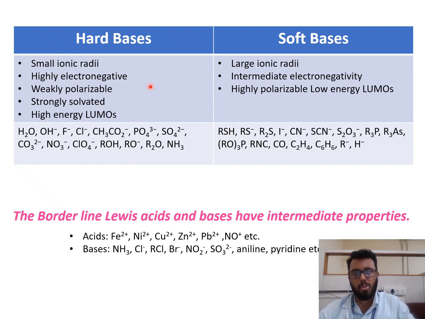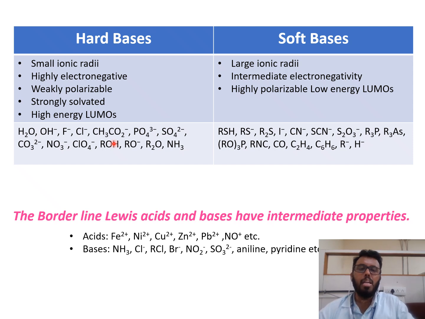Highly electronegative, obviously: small ionic radii means it will be highly electronegative, and large ionic radii means it is easier to polarize, and then you can remove the electron very easily from the valence shell, and therefore they have intermediate electronegativity. Weakly polarizable, highly polarizable, low energy, low MOS. Here, same as the hard acids, we are seeing high energy, low MOS, strongly solvated. Just remember this one. And also list any two or three.